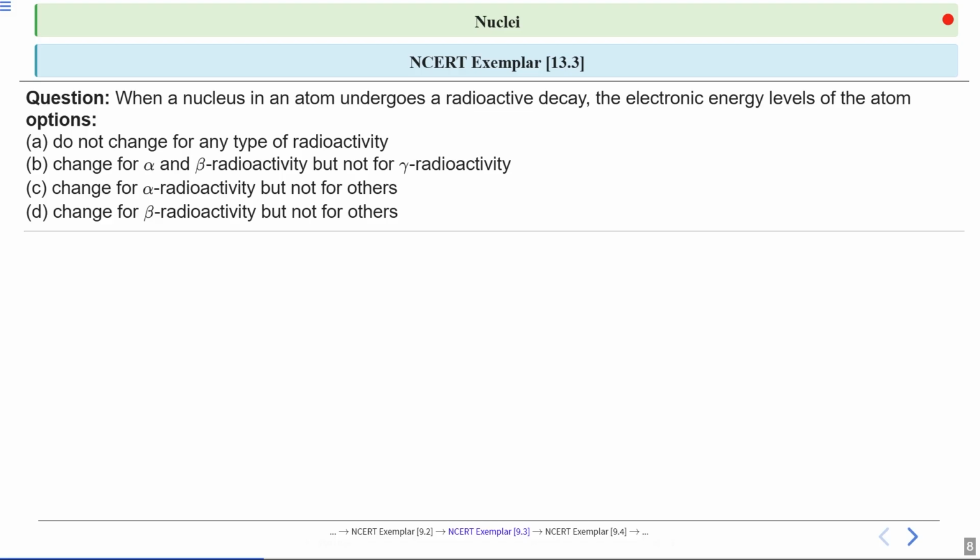4 options are given based on the effect of radioactive decay on electronic energy levels of the atom. You have to choose the correct one. So options are: A, do not change for any type of radioactivity. B option is change for alpha and beta radioactivity but not for gamma radioactivity. C option is change for alpha radioactivity but not for others. And D option is change for beta radioactivity but not for others.